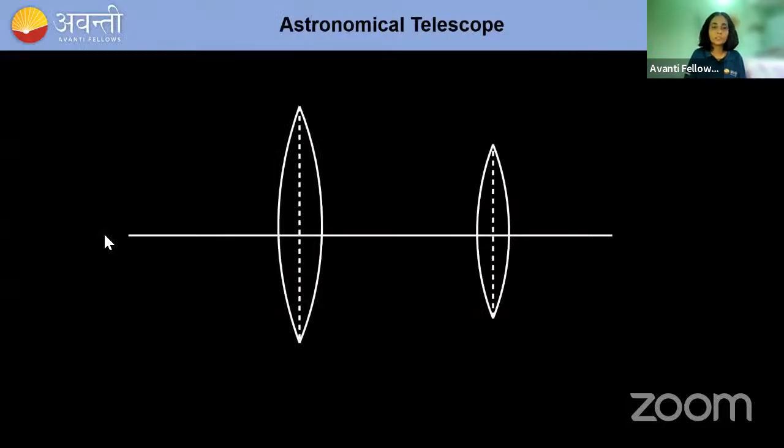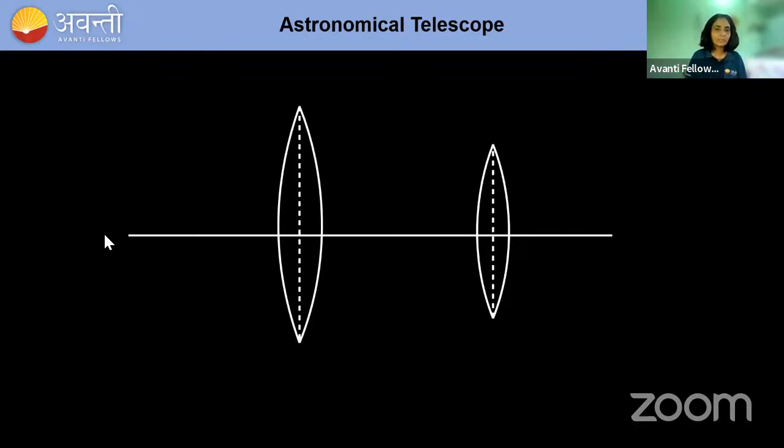Now let's move on to the astronomical telescope. What is the work of a telescope? To see far away things, to see heavenly bodies. Done. Here we will have again two lenses. One will be your objective, which is near the object. One will be your eyepiece, behind which our eye is.